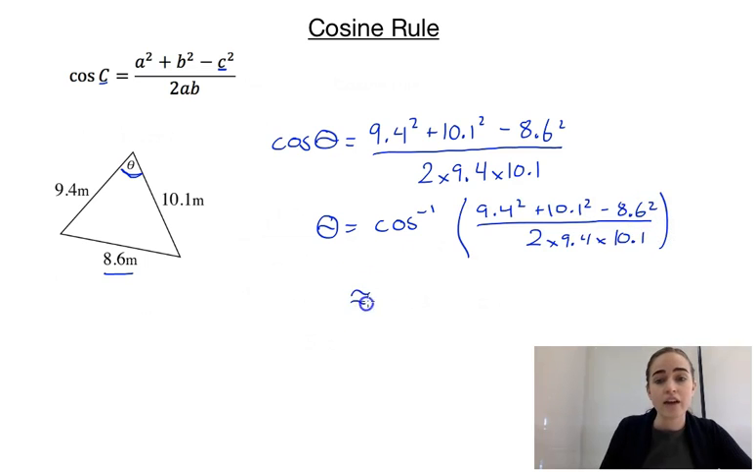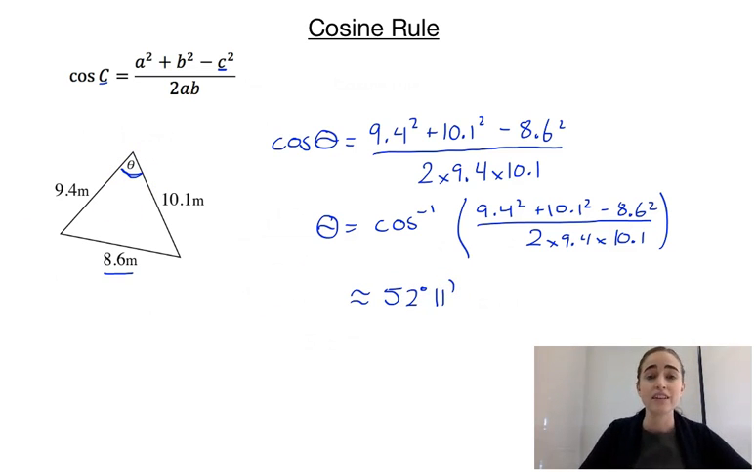And if we pop that in your calculator and round to the nearest minute, you're going to get 52 degrees and 11 minutes as the size of this angle. So let's have a look at two quick examples of the cosine rule.